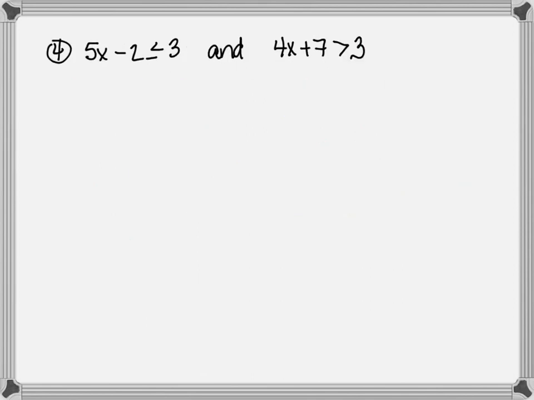Let's look at another example of an and. So 5x minus 2 is less than or equal to 3, and 4x plus 7 is greater than 3. So I'll solve the left one first. I'll add 2 to both sides. 5x is less than or equal to 5. I'll divide both sides by 5 and get x is less than or equal to 1.